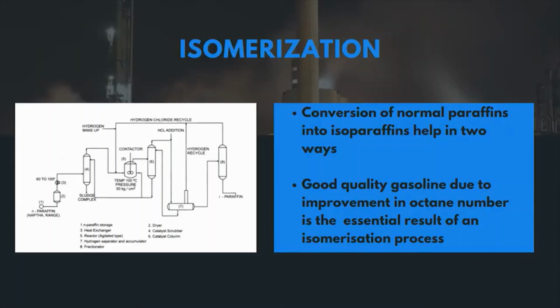Then the next unit is known as the isomerization unit. In this unit, conversion of normal paraffins into isoparaffins helps in two different ways. Good quality gasoline, due to improvement in octane number, is the essential result of an isomerization process.